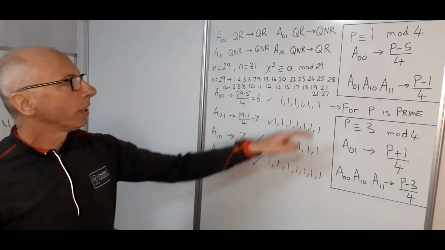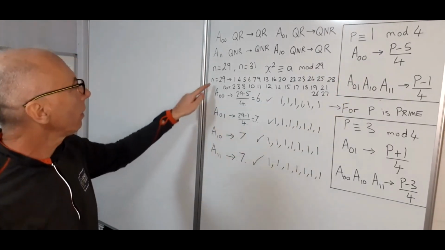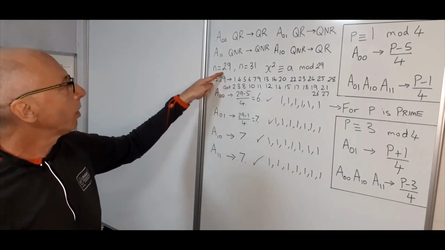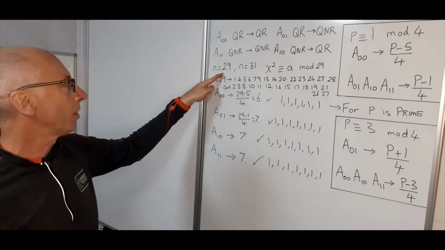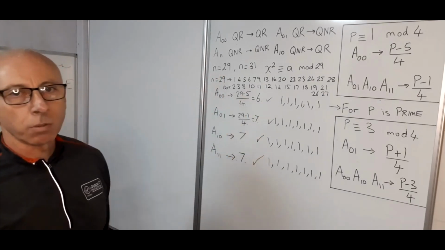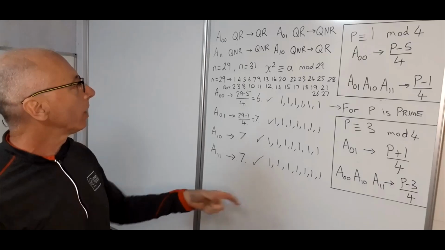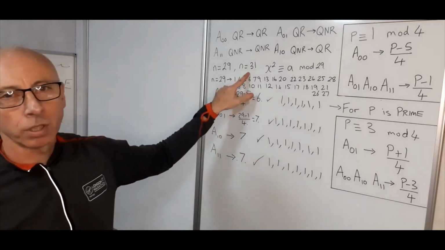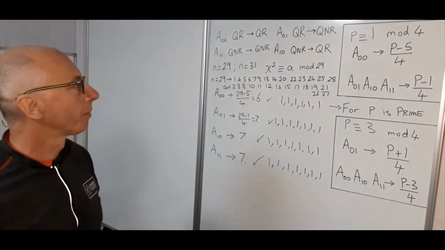So we've shown that these sequences all work here for this particular one. You can try some other ones, you can try 33, you can try 37. Hopefully these will work. I'm going to leave that for you to try. So now I'm going to rub these off the board and then we're going to go to n equals 31.